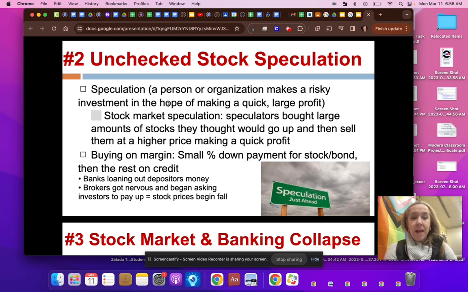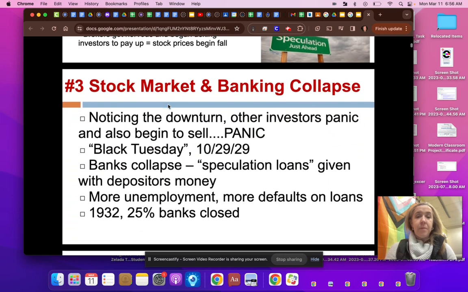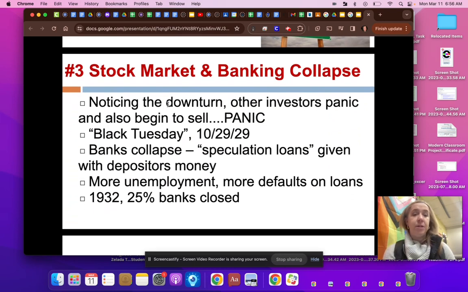Secondly, people were buying on margin. If you were a regular average American, you could buy a small percentage of a stock. Say you wanted to buy 100 shares of a stock, but you only paid for 10, right? It was almost like you were buying the rest on credit. So banks were loaning out money. And then as we get to 1929, brokers begin to get nervous, investors have to pay up, and stock prices begin to fall. So what then ultimately leads to the stock market and banking collapse.